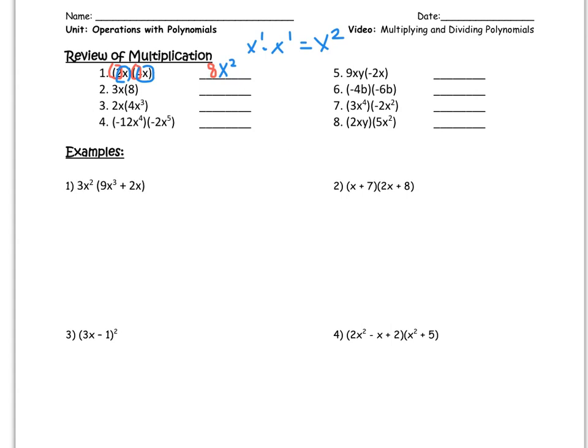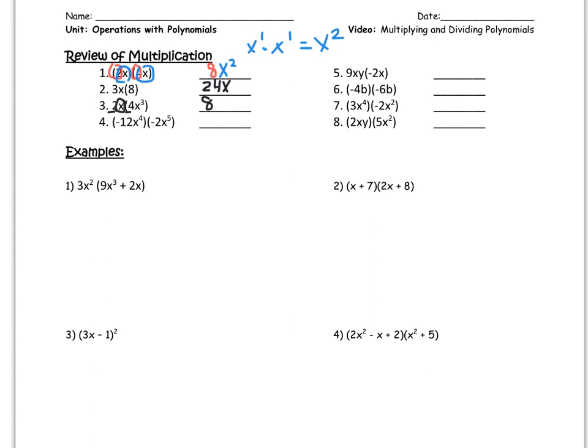Okay. Number 2, 3x times 8. Well, since there's no x with the 8, it's still done the same way. You multiply the coefficients, 8 times 3, which is 24. And since there's no x, you just tack it on. It becomes 24x.